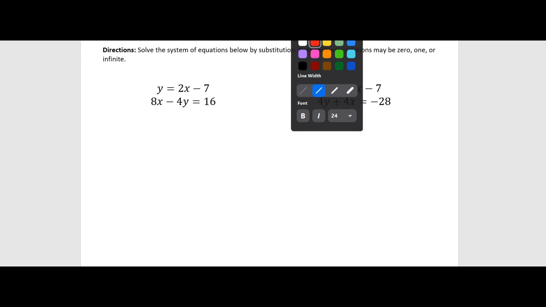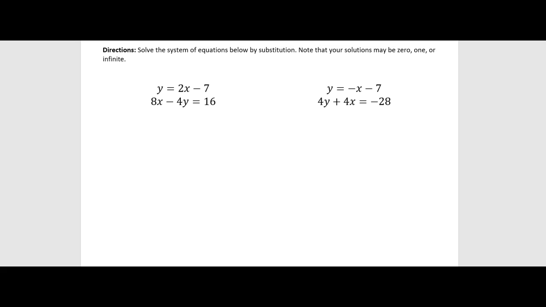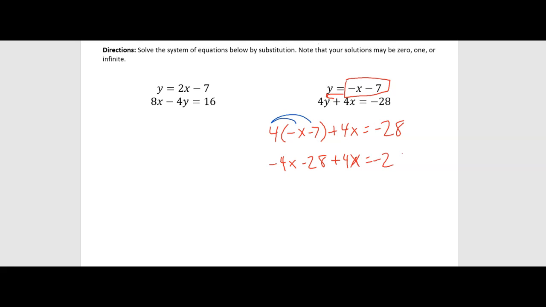Okay, so for the same reasons as on the left, we are going to use substitution here. That's the most efficient method because one of the equations is already solved for one of the variables, in this case y. So instead of 4y in my second equation, I'll have 4 times the quantity negative x minus 7, plus 4x is equal to negative 28. I will distribute. So I'll get negative 4x minus 28 plus 4x is equal to negative 28.